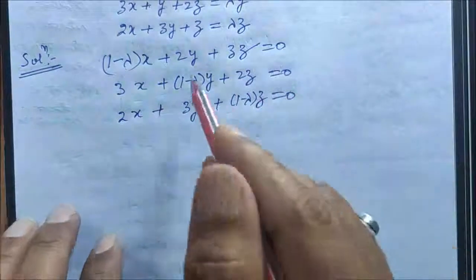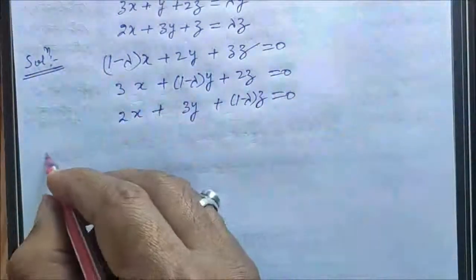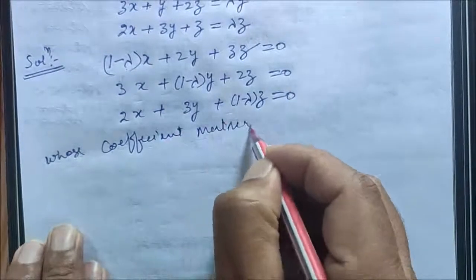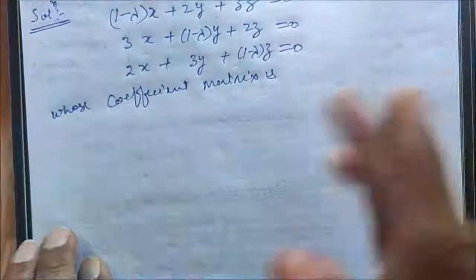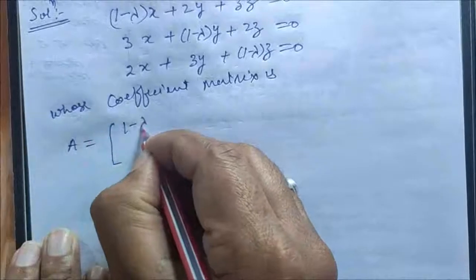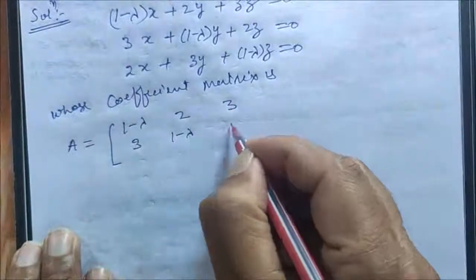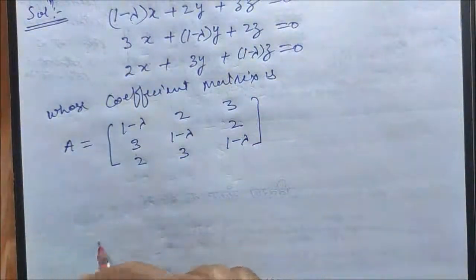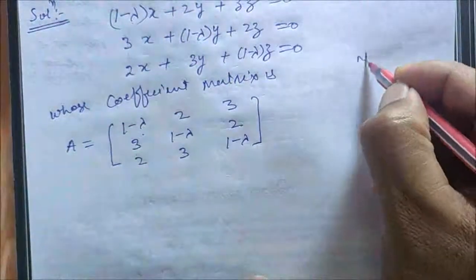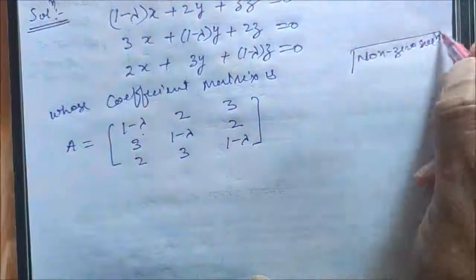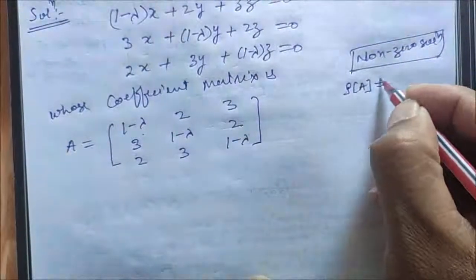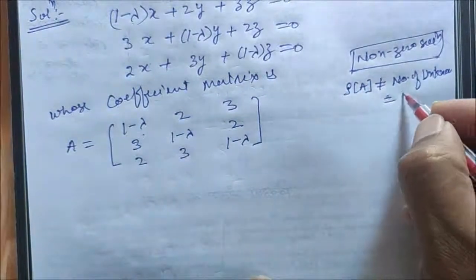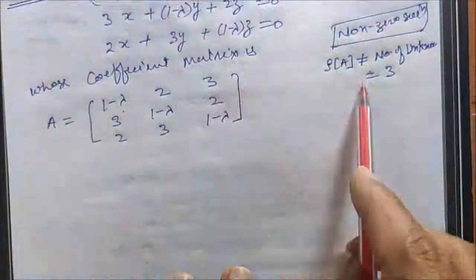Now the condition of non-zero solution is on the rank of the coefficient matrix. First find the coefficient matrix A. Matrix A is 1 minus lambda, 2, 3; 3, 1 minus lambda, 2; 2, 3, 1 minus lambda. Now what is the condition of non-zero solution? The rank of A should not be equal to the number of unknowns. The number of unknowns is 3: x, y, z. So the rank of A should not be equal to 3.